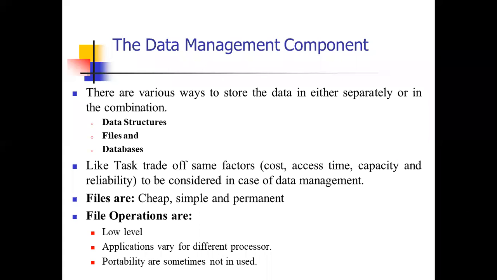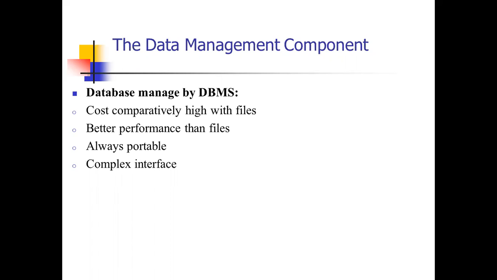Files are cheap, simple and permanent. File operations are low level, applications may vary for different processors, and portability is sometimes not available. So these are the file operations for the data management component. Then there is the database managed by the DBMS. Its cost is comparatively high compared with files, but it gives better performance than files, is always portable, and has a complex interface.